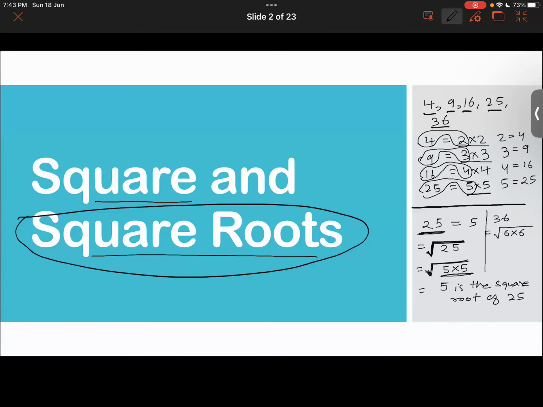So now you have got a pair of two numbers. You will take it out of the square root. That will be simply 5. So we say that 5 is the square root of 25.